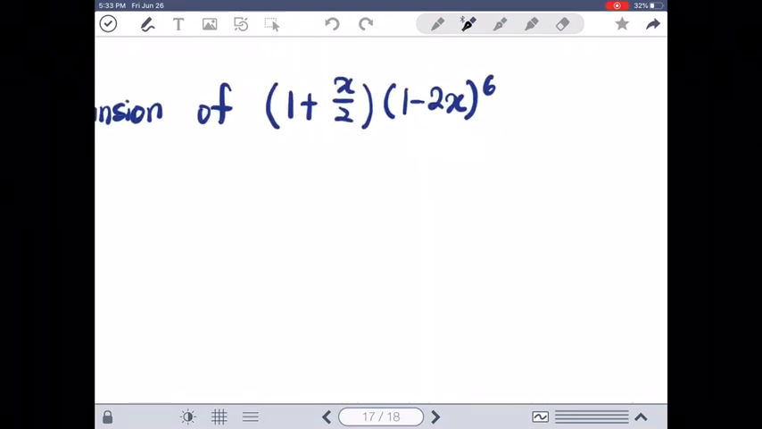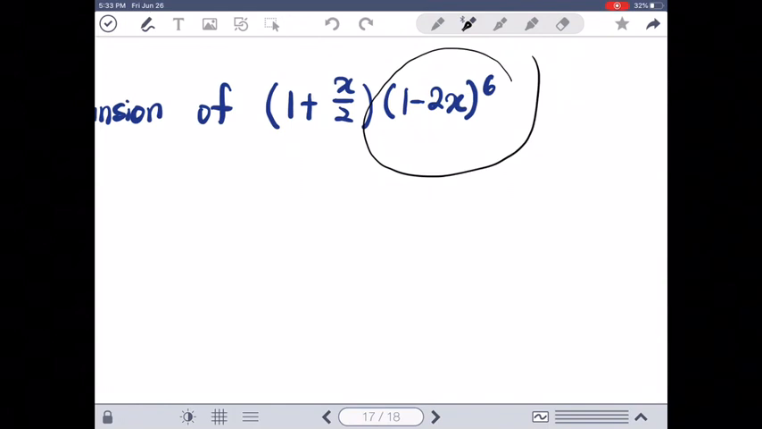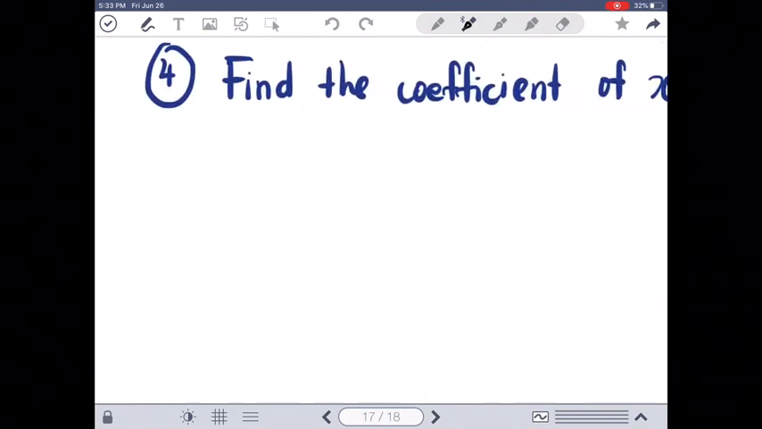Alright, before we start, let's have a look at the expansion of the second part here, 1 minus 2x to the power of 6.